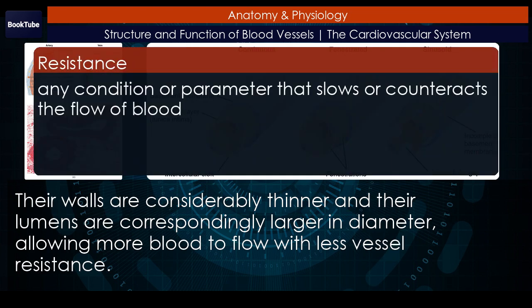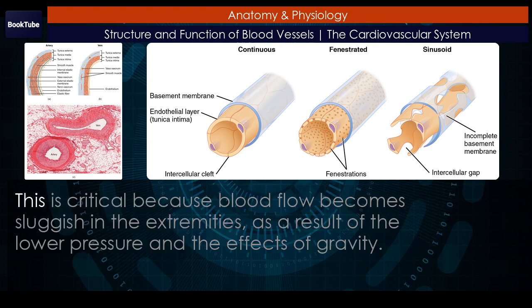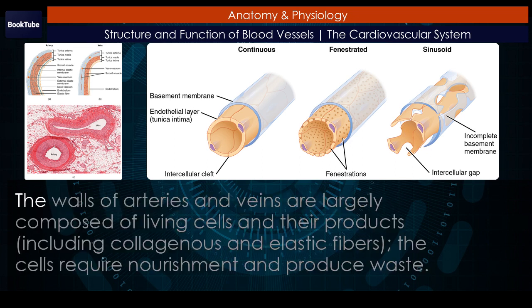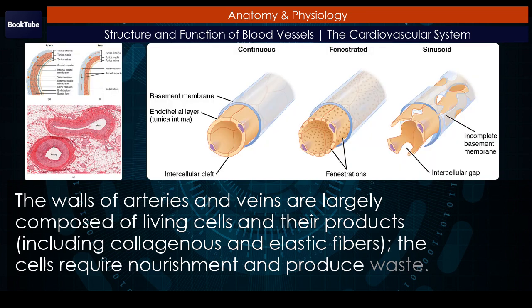vessel resistance. In addition, many veins of the body, particularly those of the limbs, contain valves that assist the unidirectional flow of blood toward the heart. This is critical because blood flow becomes sluggish in the extremities as a result of the lower pressure and the effects of gravity. The walls of arteries and veins are largely composed of living cells and their products, including collagenous and elastic fibers. The cells require nourishment and produce waste.